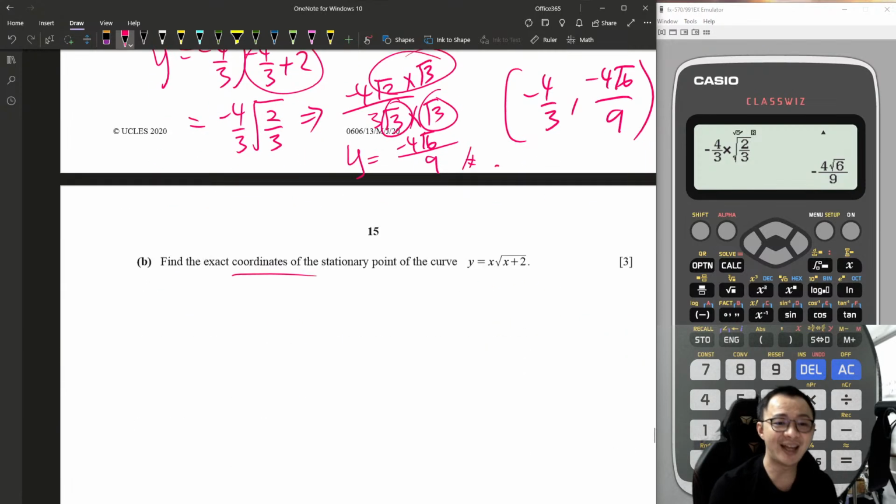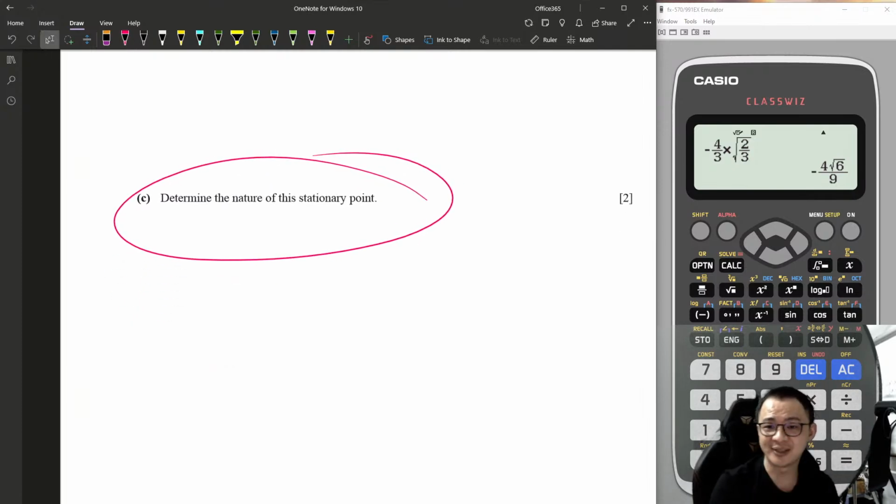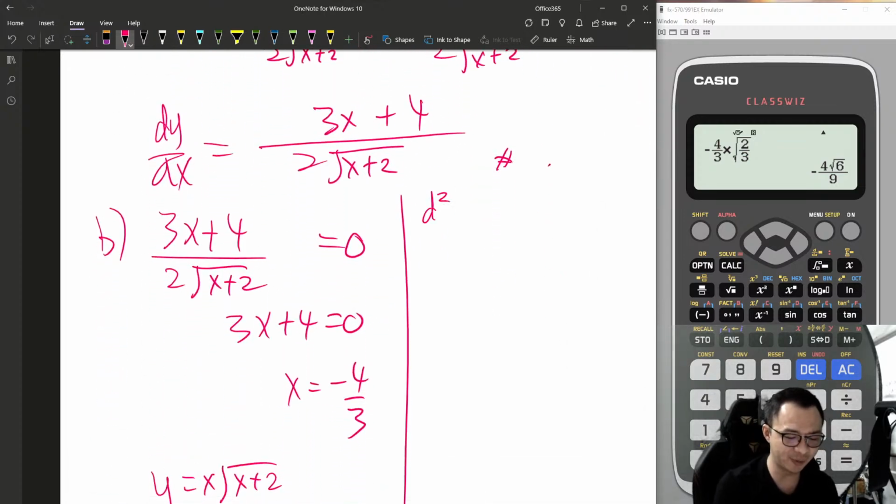Done. Then, lastly, they ask me to determine the nature of it. So it's either a maximum or a minimum. We can get this by doing the differentiation, yeah, the second derivative. So this is the dy dx. So I will just kind of do d2y. Should I do it? Or I can use the gradient method. This is the quotient rule, and the quotient rule has a square root. I don't like to do something like this. So I prefer to do the x value.